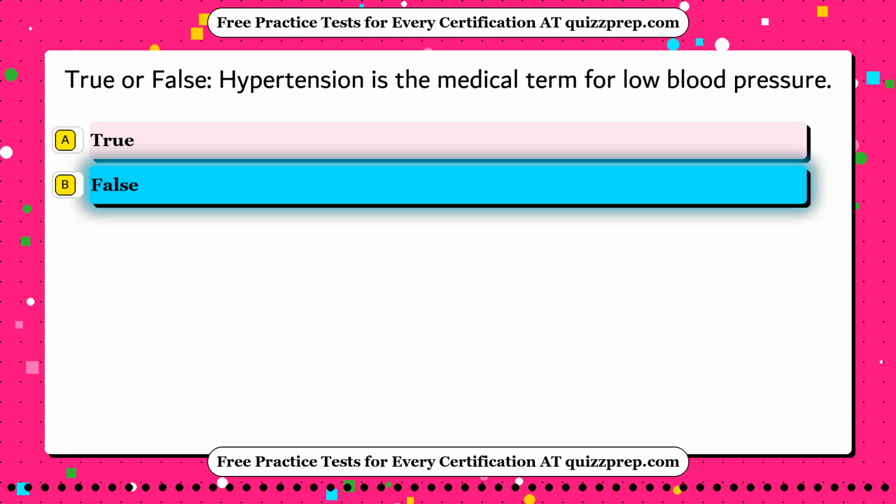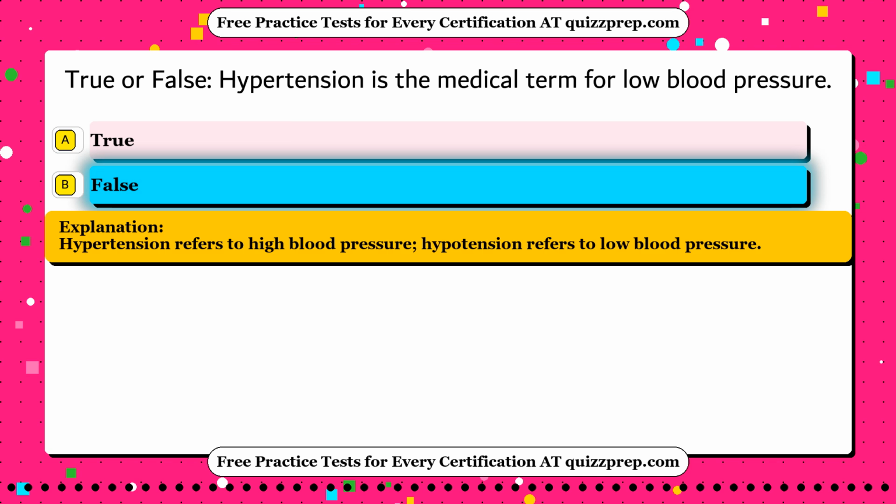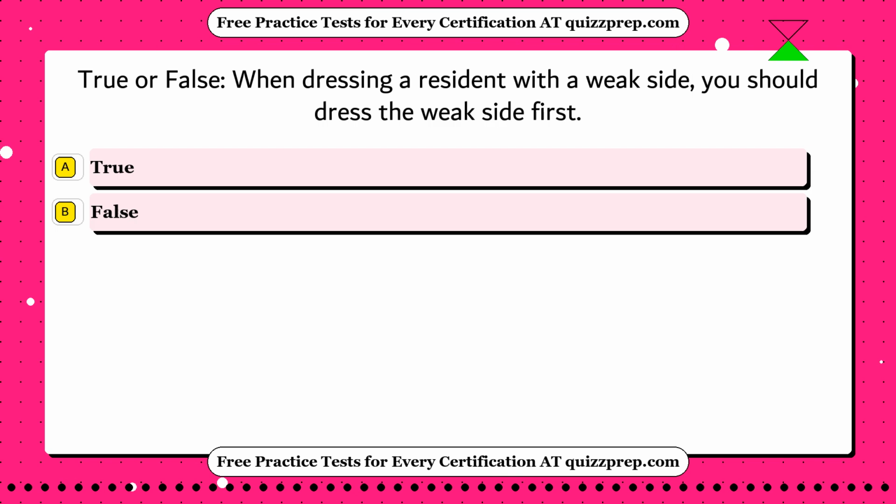The correct answer is option B, false. Hypertension refers to high blood pressure, hypotension refers to low blood pressure. Question 77. True or false, when dressing a resident with a weak side, you should dress the weak side first. Option A, true. Option B, false.